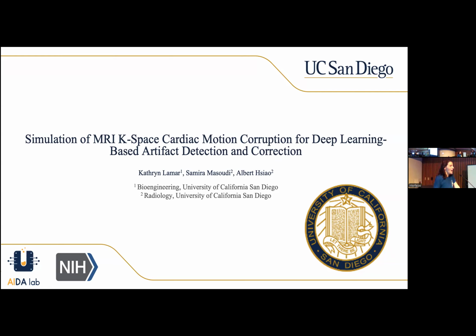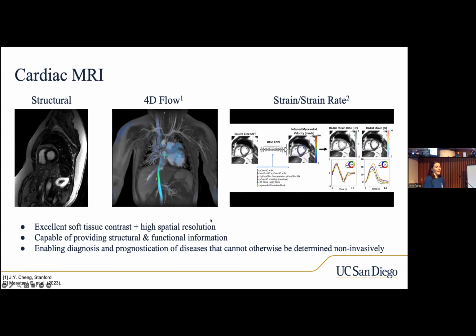So basically, first, cardiac MRI. It has excellent soft tissue contrast and high spatial resolution, so it's becoming like the premier imaging modality for cardiac. In addition to providing highly detailed structural information like you see here, can you guys see my mouse? Oh, cool. Yeah, like you see here, it can also provide functional information, which can be used to diagnose and assess numerous cardiac conditions.